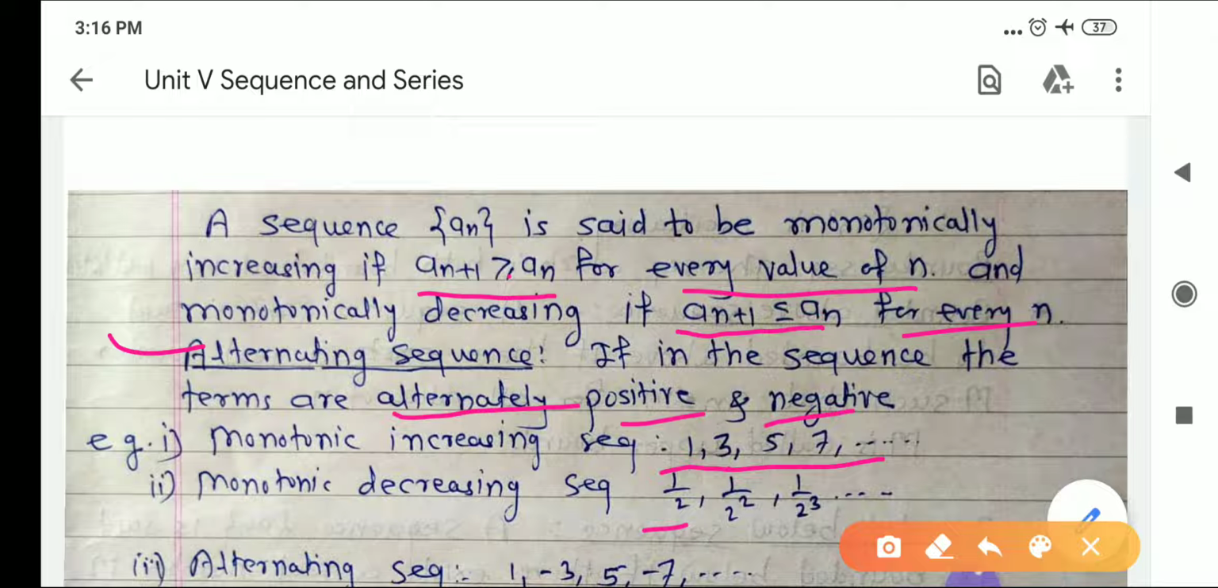Here the first term is 1 by 2, then 1 by 2 square, 1 by 2 cube. So 1 by 2 is 0.5, and 1 by 2 square is 1 by 4. So 1 by 2 is greater than 1 by 4, because the denominator of 1 by 2 is small and the denominator of 1 by 4 is large.